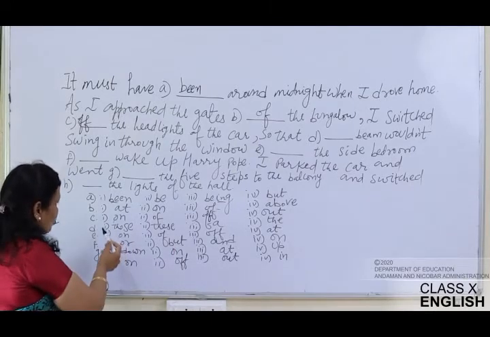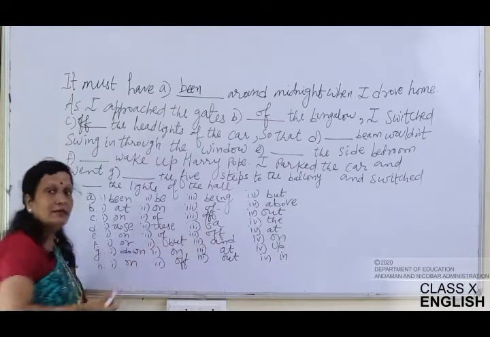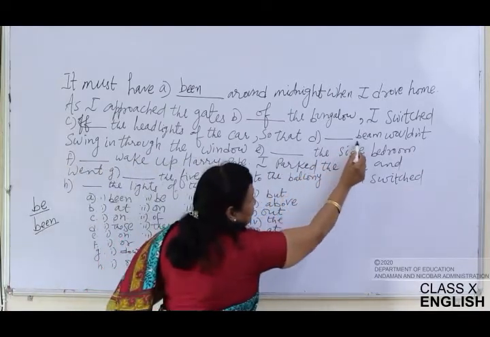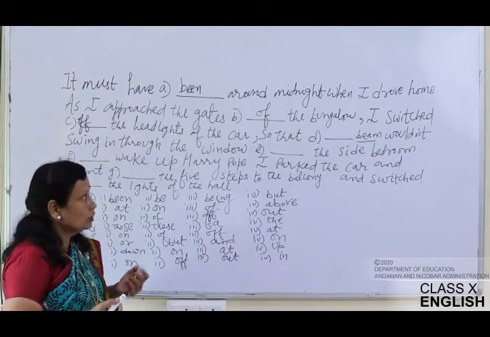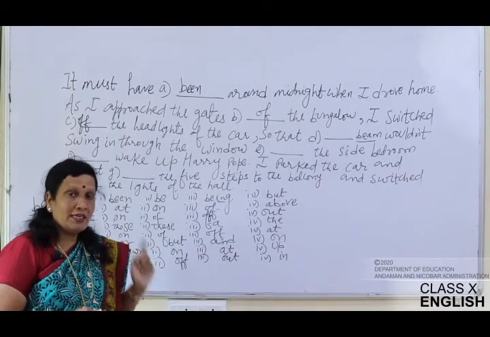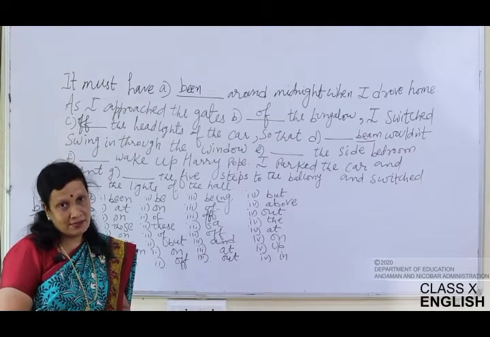Now let us look at the options here. Those, these, and the. Here he is talking about the beam of the light of his car. So, he is talking about a particular beam. You might have read articles in your primary, upper primary and in class 9th.